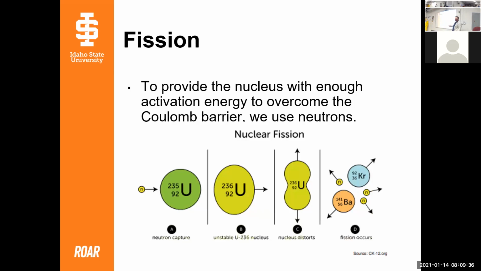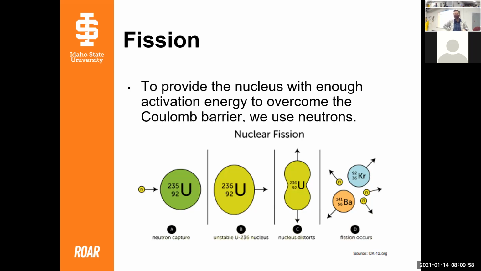Here they use krypton and barium. Every fission reaction is going to have a slightly different set of fission fragments that are released. And the 2 A numbers together are going to add up to uranium-235.